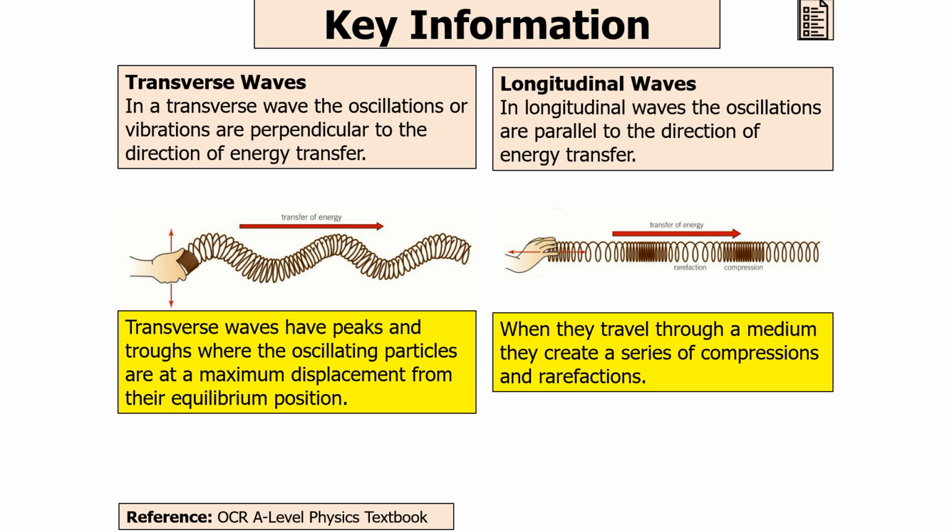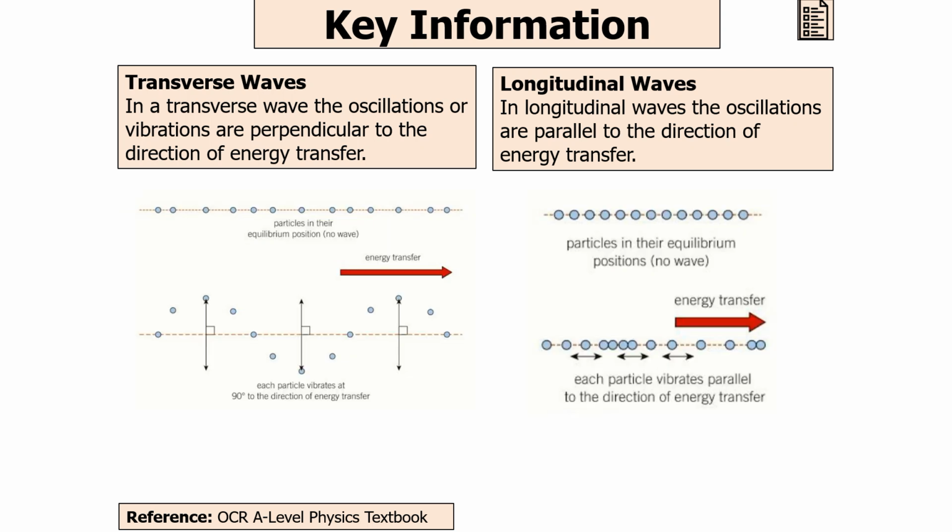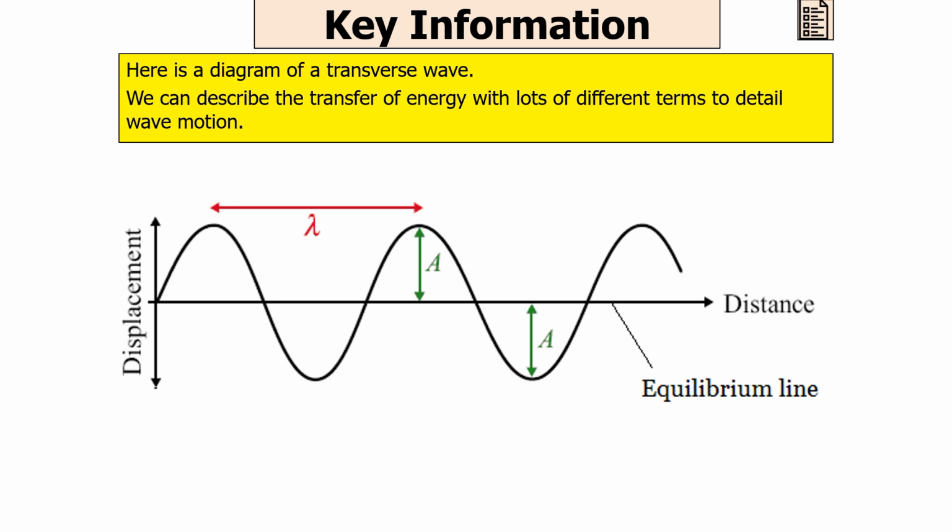Now, in a longitudinal wave, when they travel through a medium, they create a series of compressions and rarefactions. So we can see these two concepts in the following two particle images of transverse waves and longitudinal waves. Now here is a diagram of a transverse wave. We can describe the transfer of energy with lots of different terms to detail wave motion.